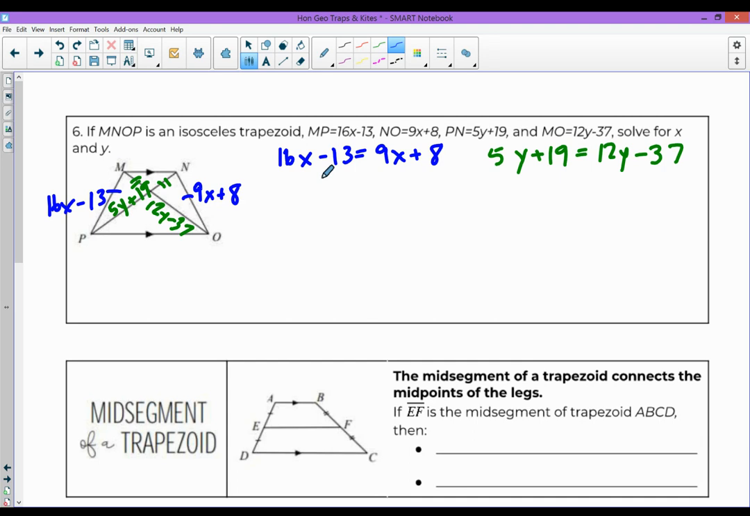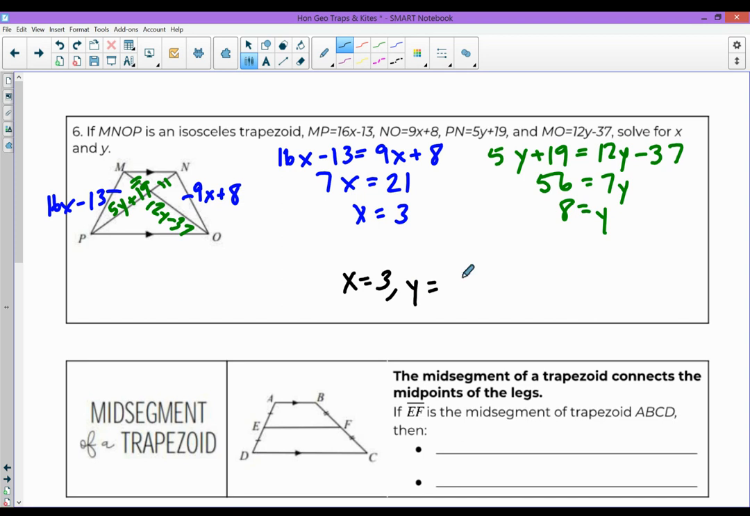All right, so I solve this, get my x's to the left, Beyonce style. And that gives me 7x equals 21. So x equals 3. And then my y's to the right. That gives me 56. Divide both sides by 7. And we get 8. So my solution, x equals 3, because that's what I'm looking for. Solve for x and y. y equals 8.